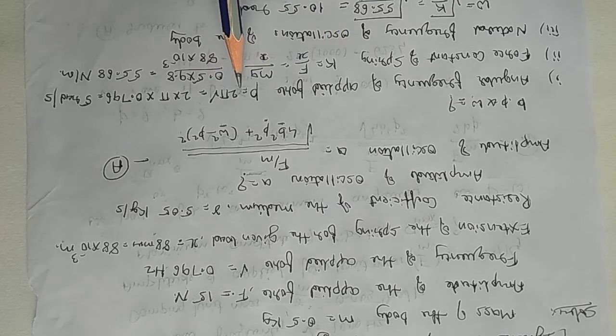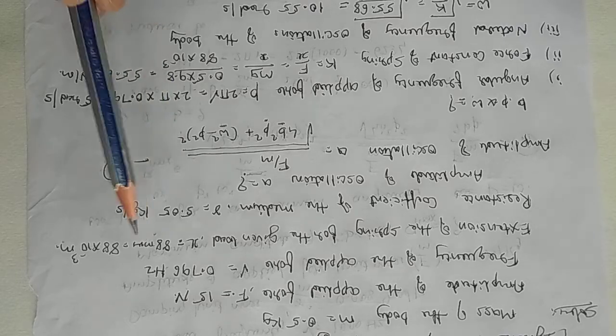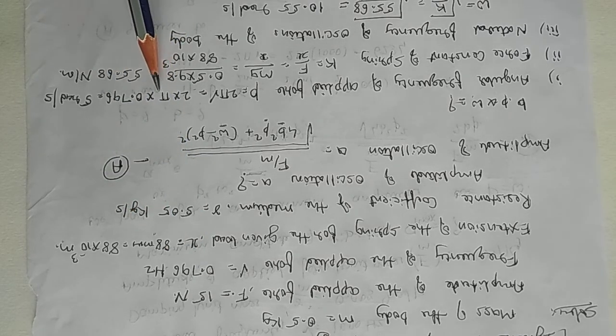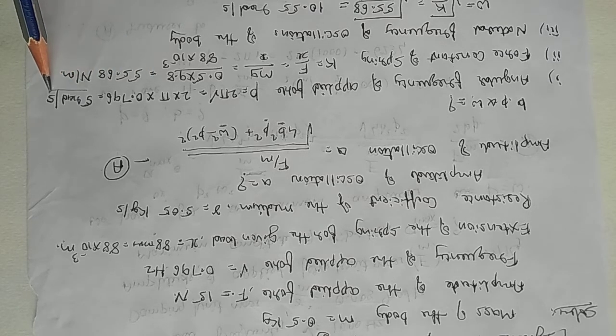So angular frequency is given by 2 pi nu. P is equal to 2 pi nu, that is equal to 2 into pi into nu. The applied frequency is 0.796. If we substitute, it comes to be 5 radians per second.